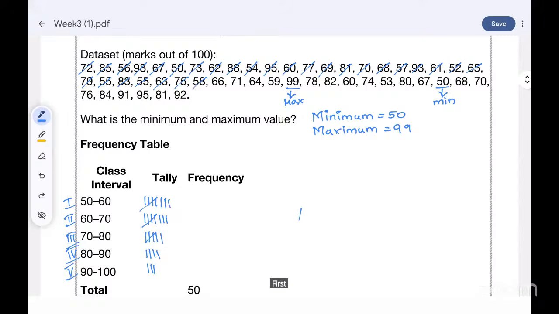66, Second class. 71, Third class. 64, Second class. 59, First class. 99, Fifth class. 78, Third class. 82, Fourth class.